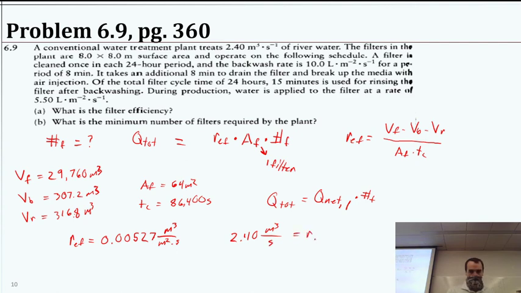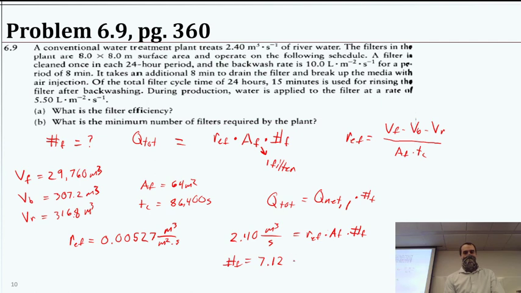So we set that up as equal to REF times the area of the filter times the number, solve for the number. And the answer you get here is 7.12, but we can't deal with just seven filters, right? We cannot round this number down because we have to meet the full water needs, right? So this turns into eight filters.